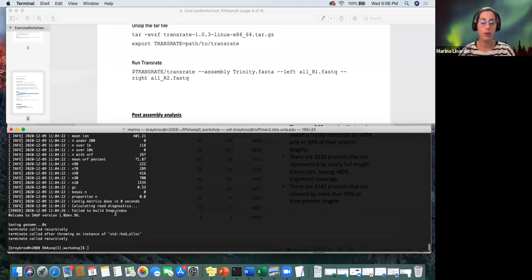Then what it tries to do is to build a snap index, so to align the file similarly to what Bowtie did before, because our data is too small. This didn't run properly, but that was expected. So if this snap would run normally, you would get information about the assembly.